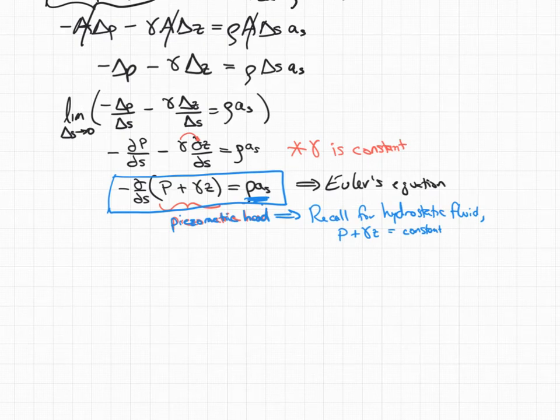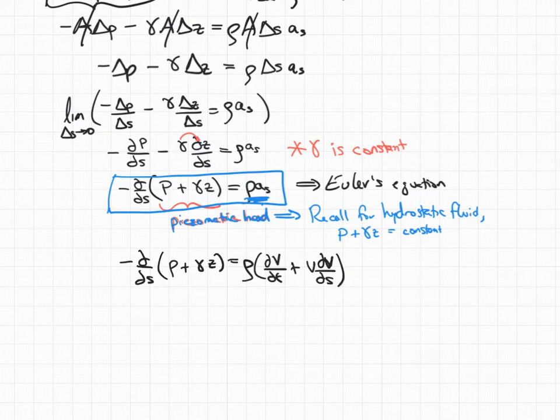Now we want to expand out this acceleration in the s direction. So negative d by ds of the piezometric head equals rho, the density, times dv dt plus v dv ds. Noticing that in this case we only have one direction, because when I wrote the large acceleration terms out earlier there were a few more terms, but here there's no flow across the streamline, so I only have one direction for acceleration to happen.